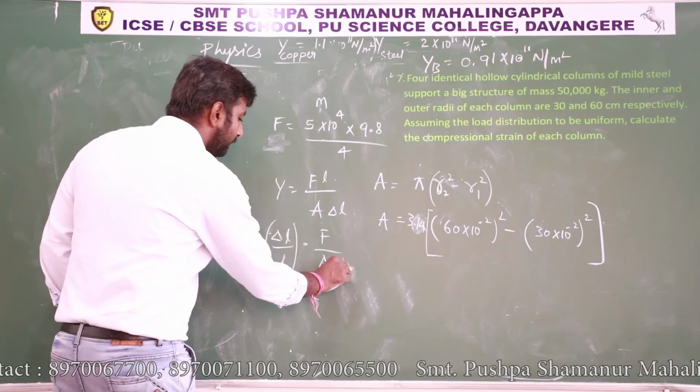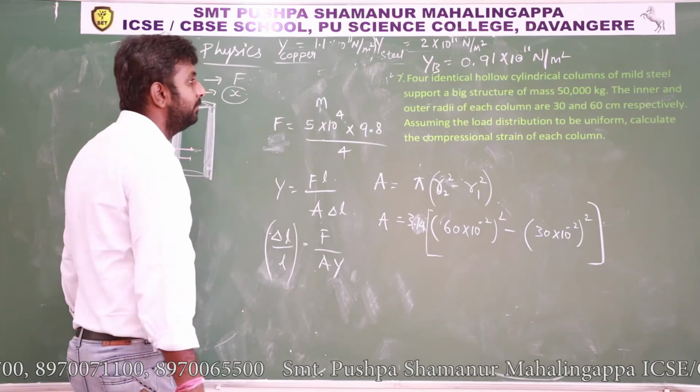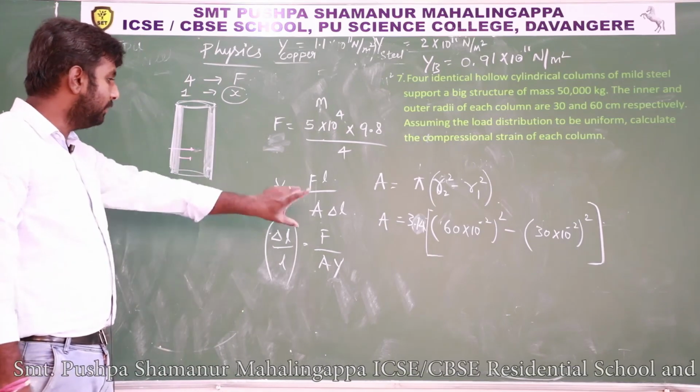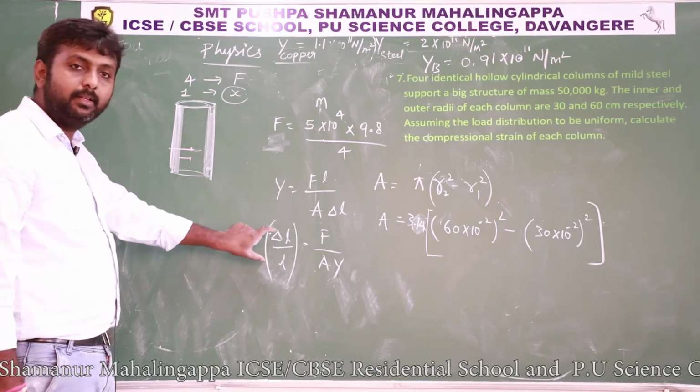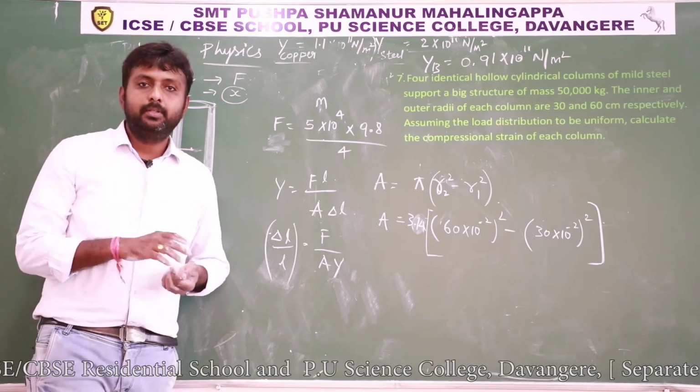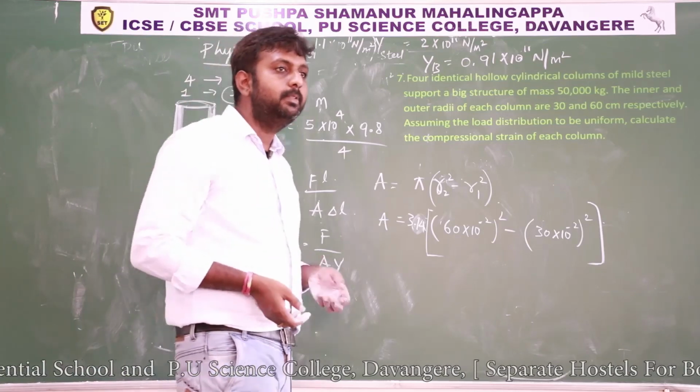And finally what is given? Y value, right? Y value is 2 into 10 to the power 11. Substitute all the values, find the value of delta L by L. I hope you understood these problems, practice these problems.